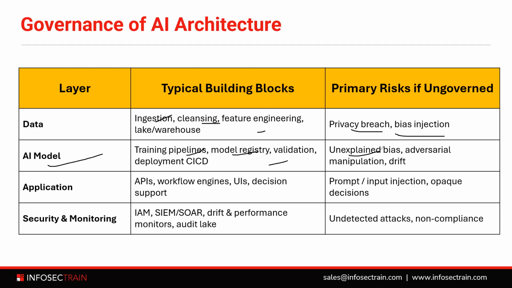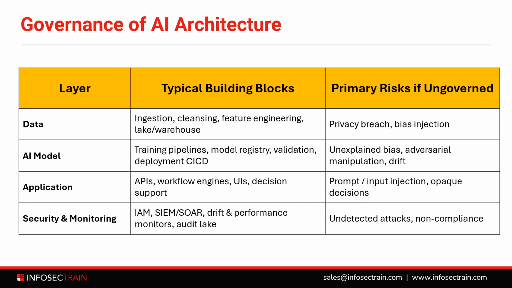Now, another important thing we talk about here is the application. So workflow is there, UI and decision support are there. What is the risk? Someone entering malicious queries, or opaque decisions and all that. And when it comes to security monitoring, we have IAM, SIEM, SOAR, and all that. But the risk is undetected attacks and non-compliance. So when you're building an AI architecture and looking at governance, these are the primary risks we have to govern. Is it clear?